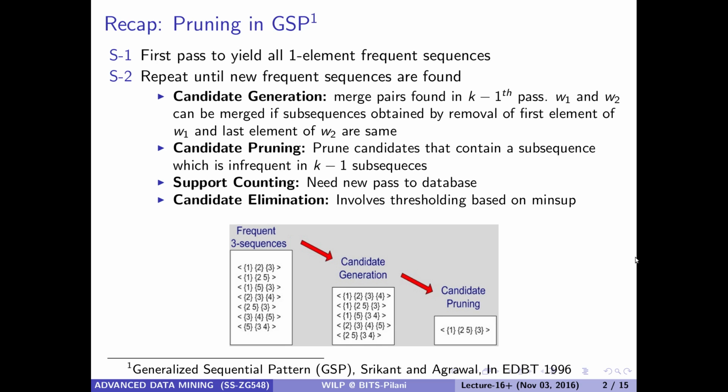you recall what the algorithm was. Initially you initialize everything with the one-element frequent subsequences, and then in every step you are going to perform these 4 steps.